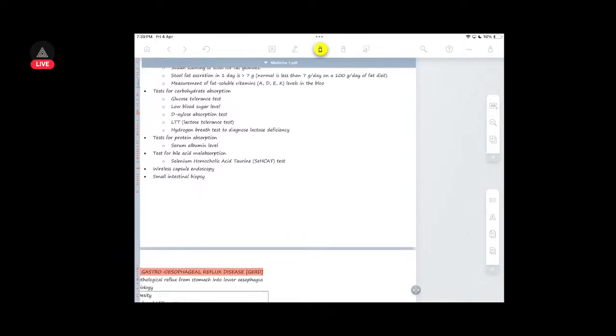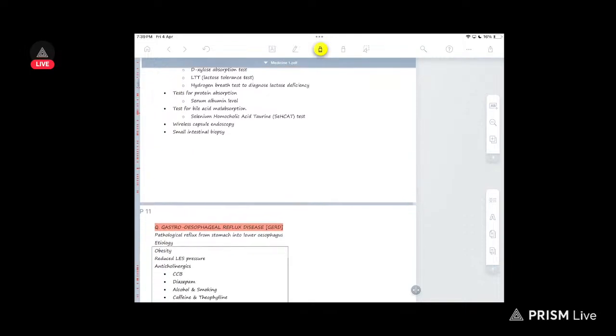So test for carbohydrate absorption, you have glucose tolerance test, you have low blood sugar level, and you have the xylose absorption test. Lactose tolerance test, you have hydrogen breath test to diagnose lactase deficiency. And for tests for protein absorption, you have serum albumin level. A test for bile salt malabsorption, you have selenium homocholic acid taurine, which is the SeHCAT test. You also have wireless capsule endoscopy and small intestinal biopsy.